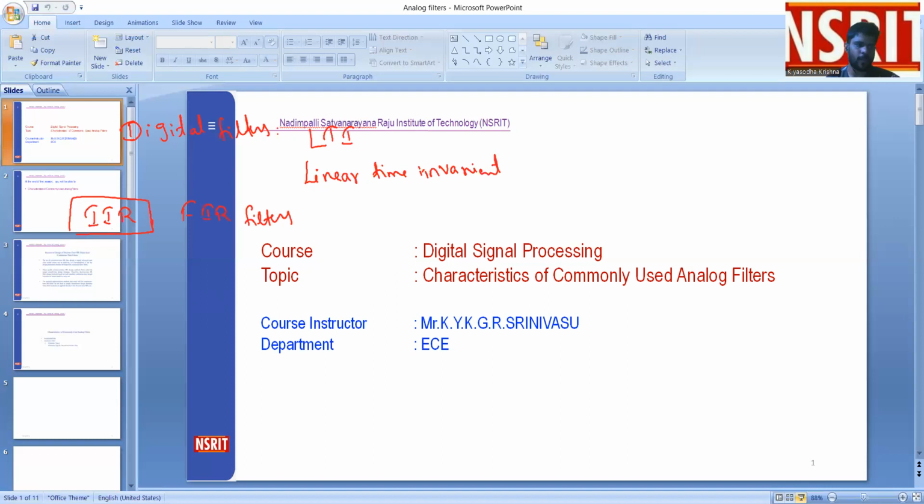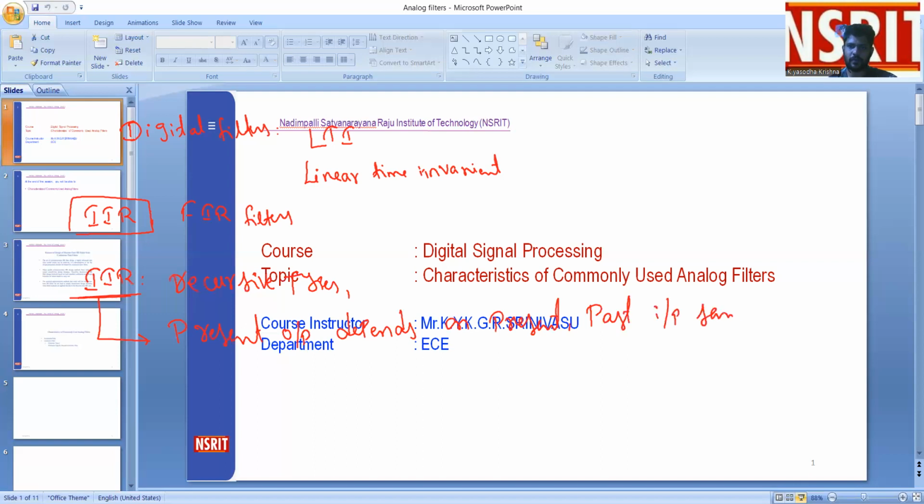The basic definition: IIR filters are recursive filters. What is meant by recursive type? Simply, the present output depends on the present input and past input samples, as well as past output samples.